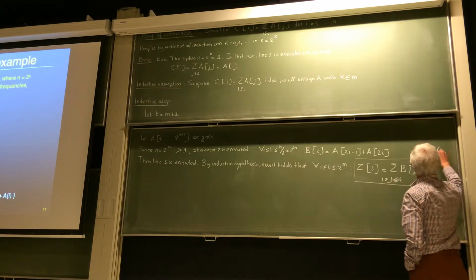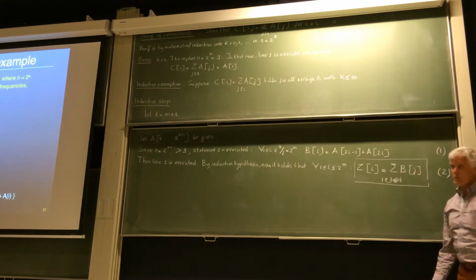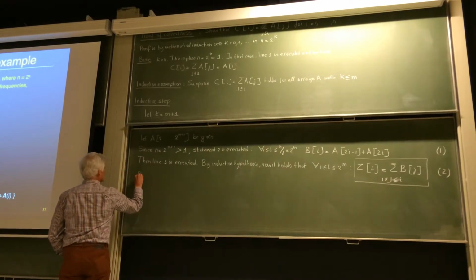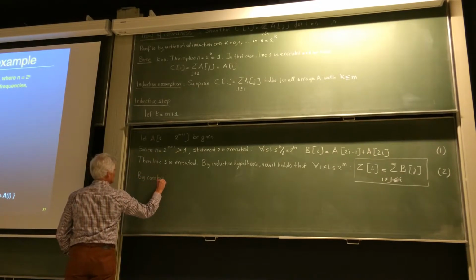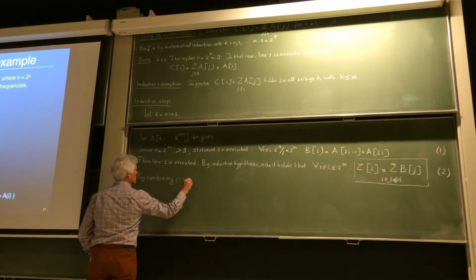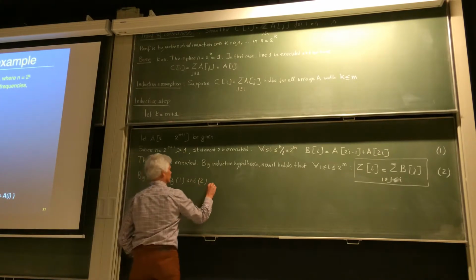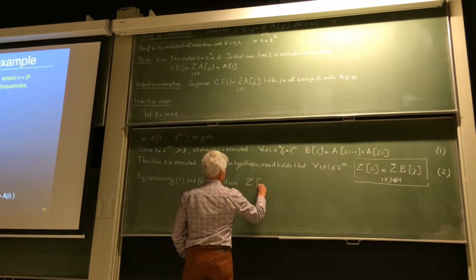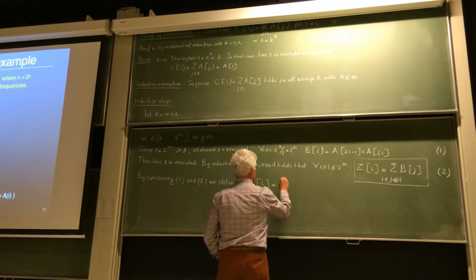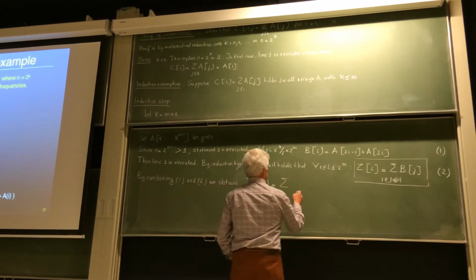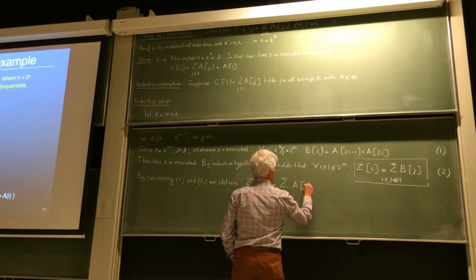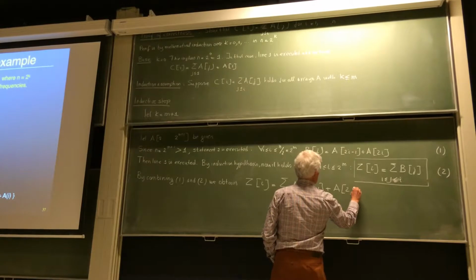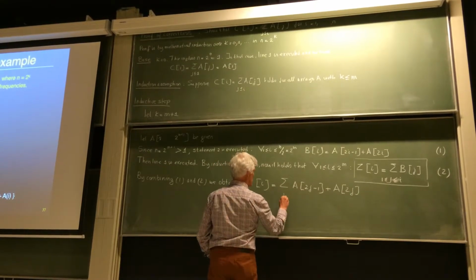Now call this line 1, call this 2, and now you can combine 1 and 2, and we obtain Zi equals the sum of A 2j minus 1 plus A 2j, and that's for j.